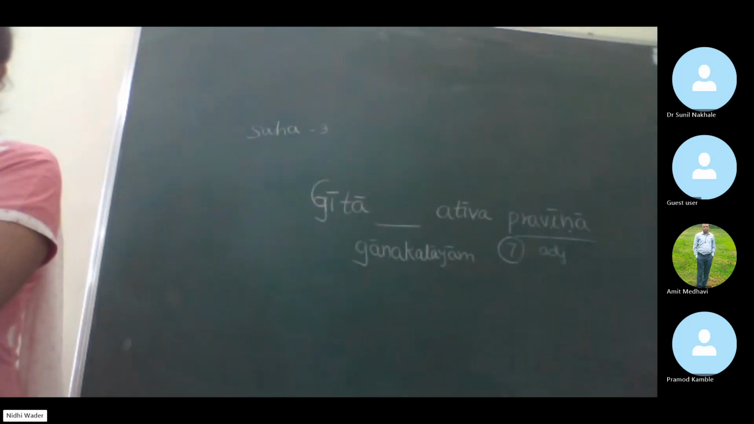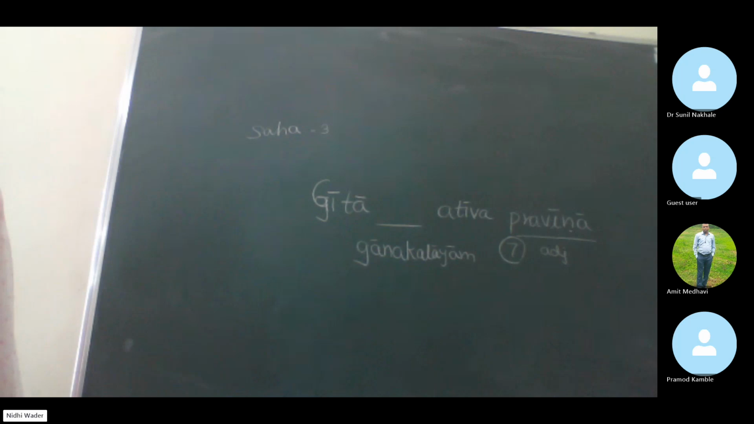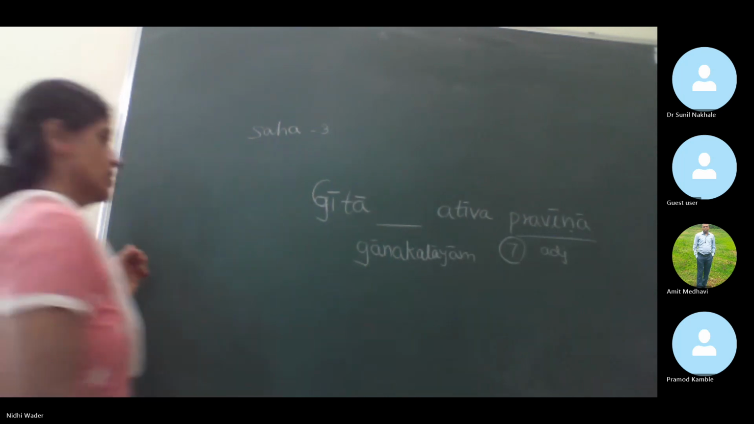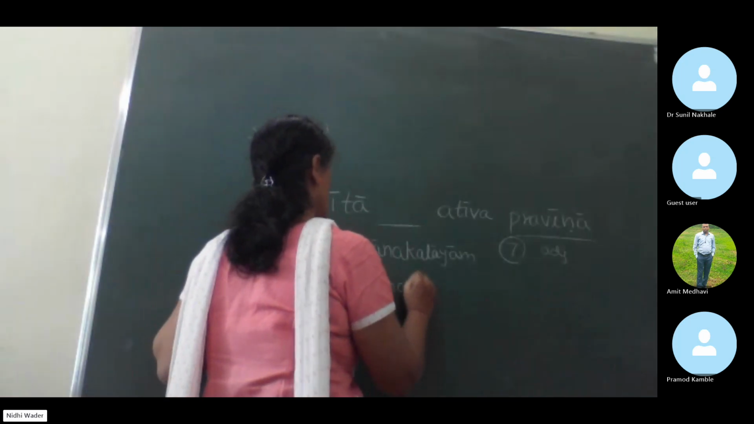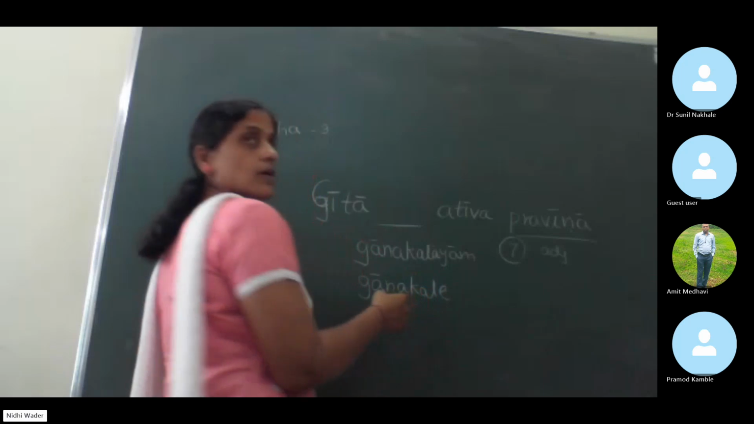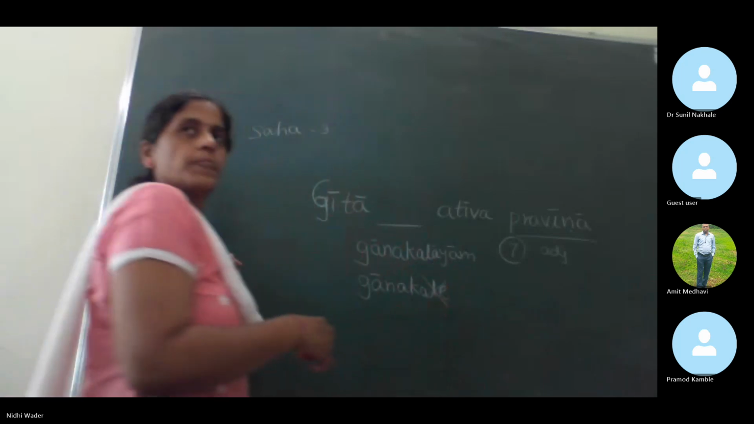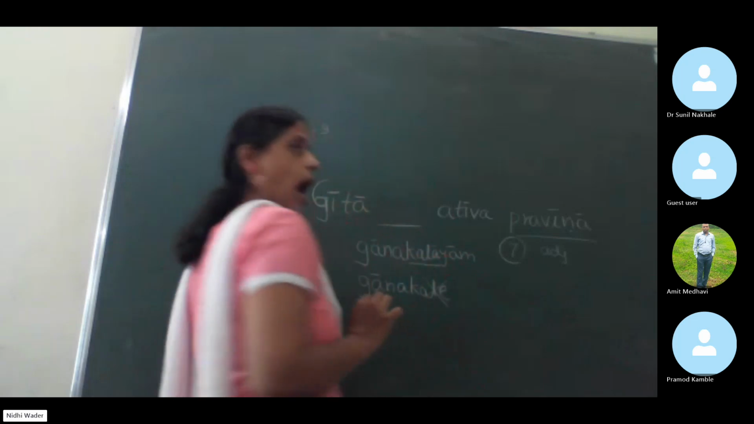Now there are four options given in this exercise. Ganakale, Ganakalayam, Ganakalayaha, and Ganakalam. Ganakalam is accusative, so out. Ganakalayaha is ablative or genitive, so out. So two options are left, Ganakale and Ganakalayam. Now, Ganakale is not possible because the root word is kala, ending in a.